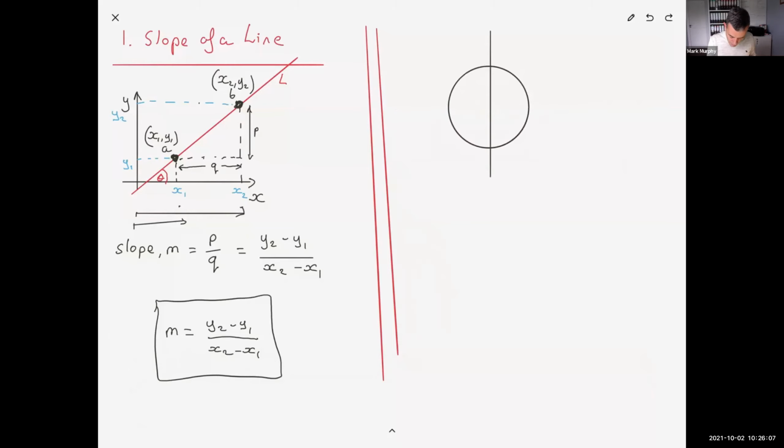Okay, try it again. Right, a little bit better. The circle isn't exactly on the center of the square, but you'll get it anyway. Okay, center of the cross, I should say.